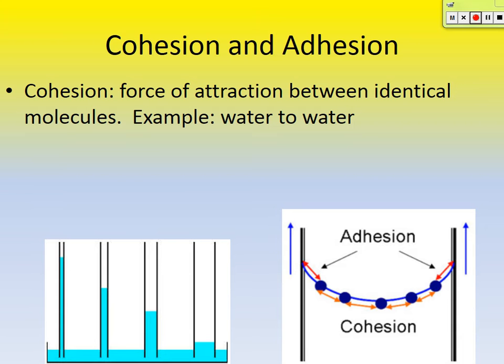Another property of water that we should study is cohesion and adhesion. So first of all, cohesion. It's a force of attraction between identical molecules. So this could be between water and another water molecule. Cohesion is caused because of hydrogen bonds, so when water is attracted to itself.